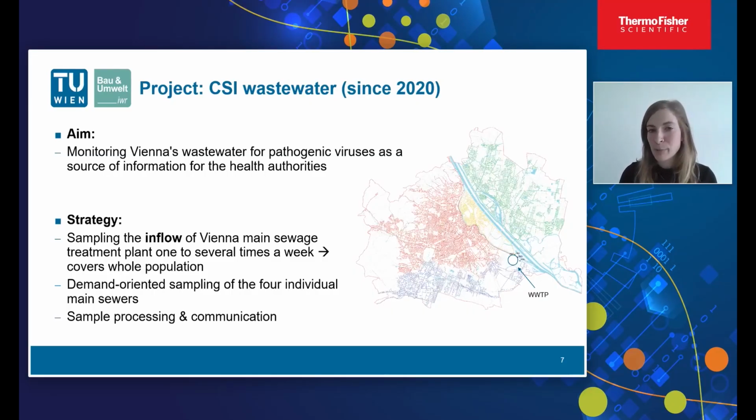If you look at the map on the right-hand side, you can see the wastewater treatment plant and the 4 different colors: green, yellow, red, and blue. These are the 4 different main sewer systems that we are able to sample individually, which was especially important back then when infection numbers were really, really high, to have a closer look and get results in a higher resolution. And then, of course, there's the sample processing and communication part, which we have a closer look at now.